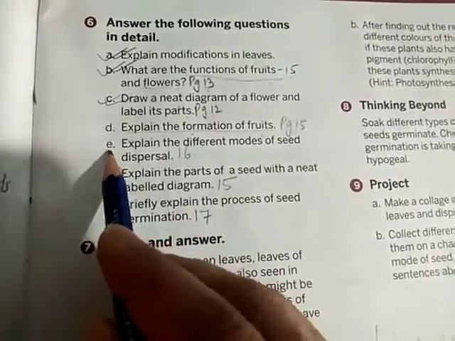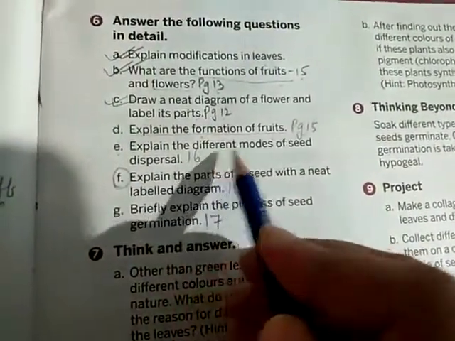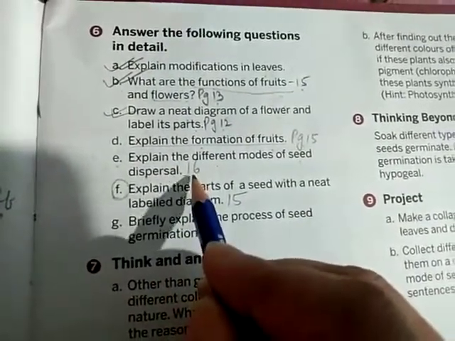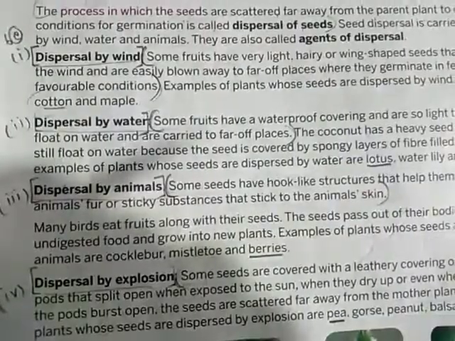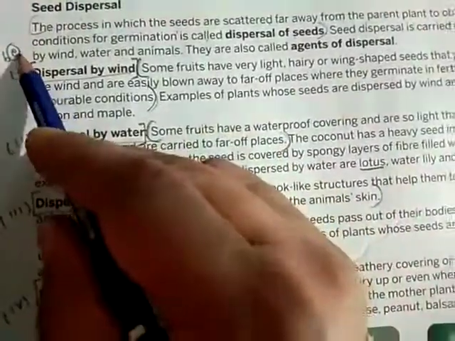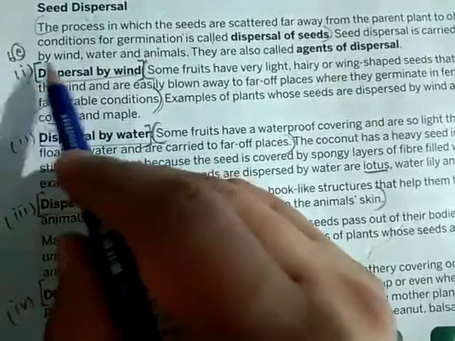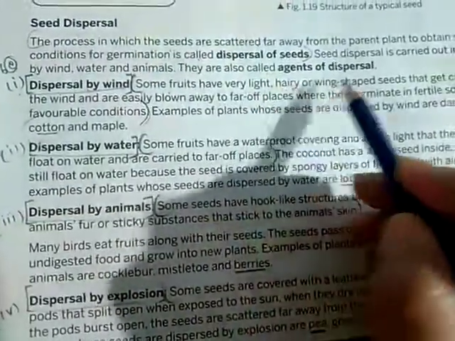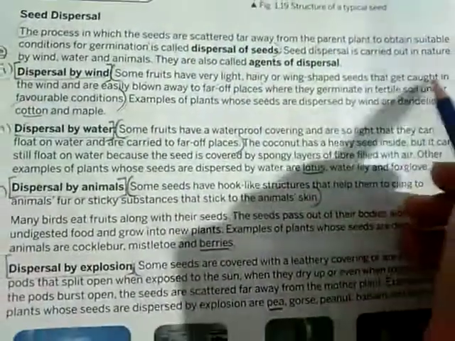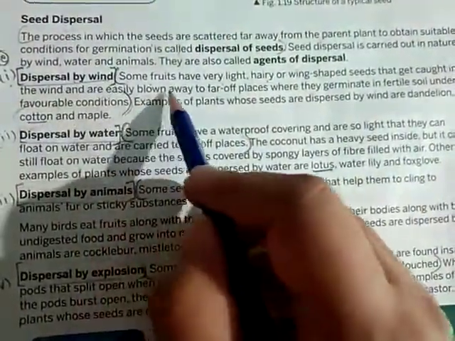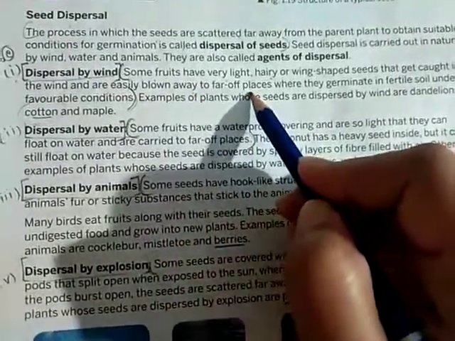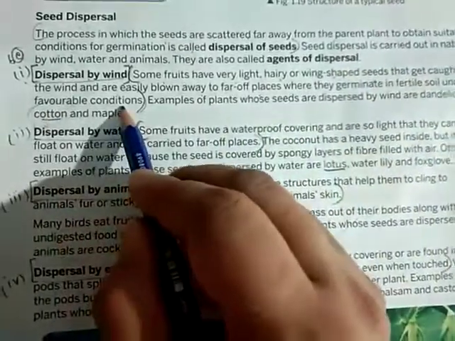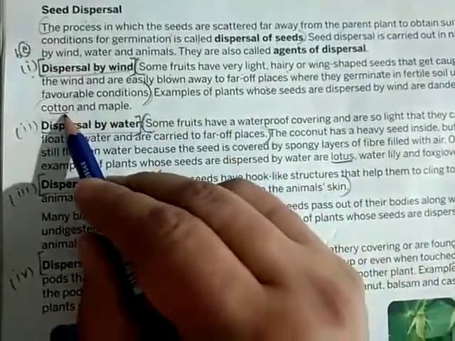Continuing with question number 6E, explain the different modes of seed dispersal. It is clearly given in your page number 16. Answer number 6E, point number 1, dispersal by wind. Some fruits have very light, hairy or wing-shaped seeds. They get caught in the wind and are easily blown away to far-off places, where they germinate in fertile soil under favorable conditions. Example, cotton.